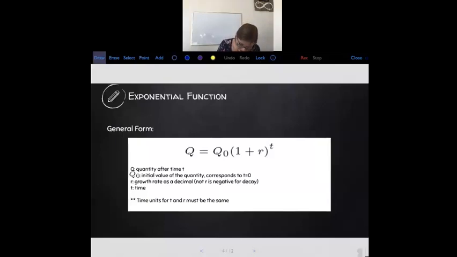Note that r is negative for decay. So if something is decreasing, make sure that r is negative, and then t is in time. And just another note that the time units for t and r should be the same. If your growth rate is in days, your time should be measured in days. Or if your growth rate is in years, your time should be measured in years. If those don't match, you have to make a match.